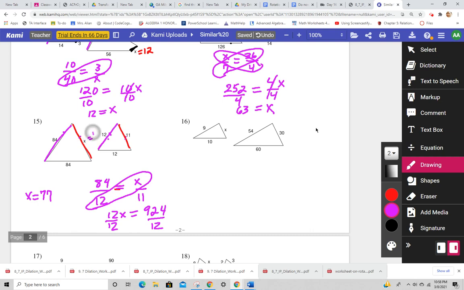So this is 77. And you see it was just 11 times 7. And 12 times 7 is 84.